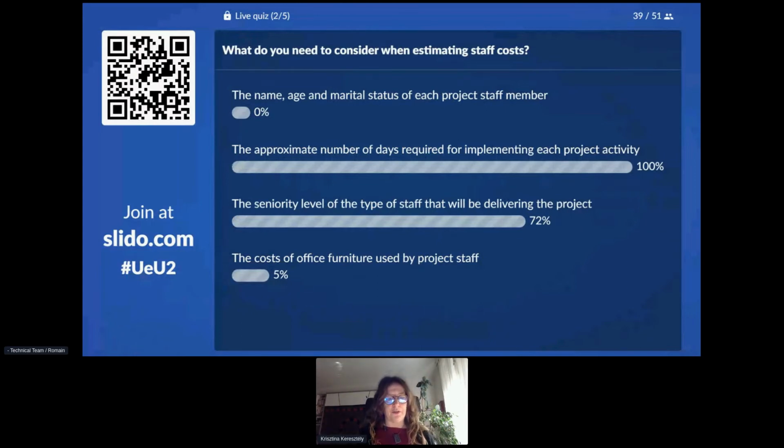Of course, this is one of the most important elements of identifying your salary costs, the staff cost, and the other element is the seniority level. Of course, the name and marital status, as you all knew, were not really relevant, and neither is the cost for office furniture, because this is rather in the indirect cost that we can put. These are part of your office and admin costs. Thank you very much. Let's see the third question.